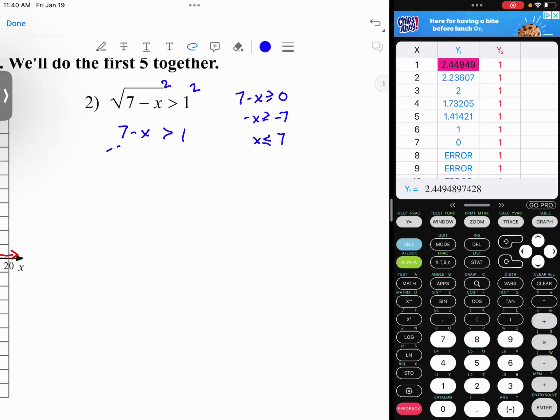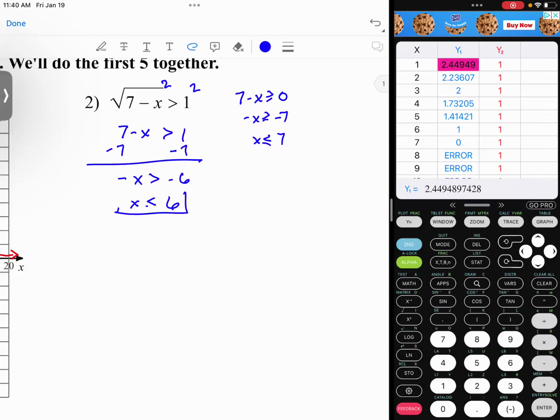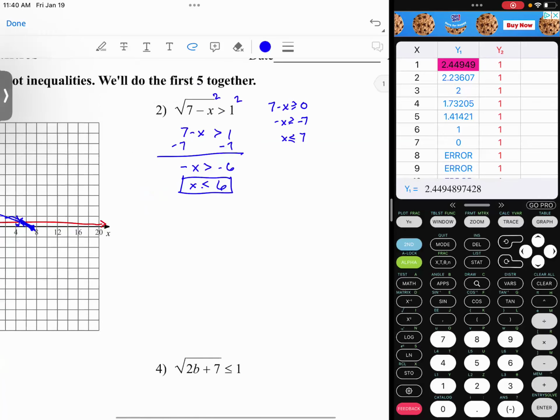So let's subtract 7 from both sides. We get negative x has to be greater than negative 6. Divide by negative 1 and flip the inequality sign. x has to be less than 6. And that is our solution for this.